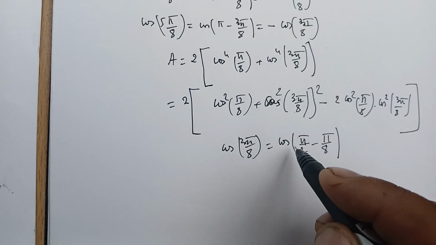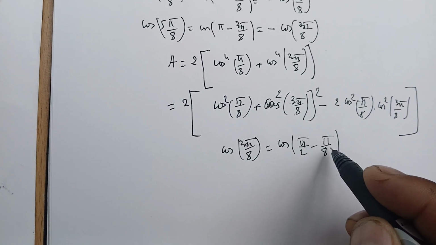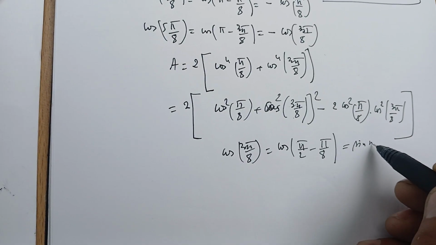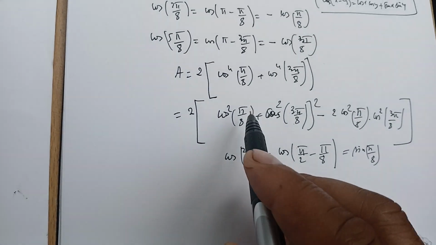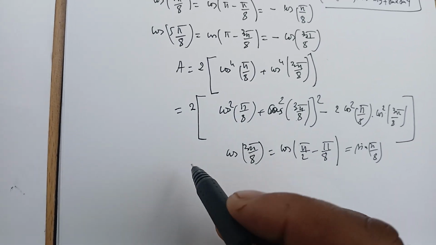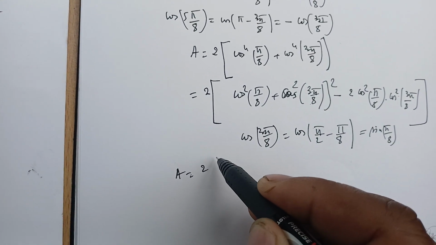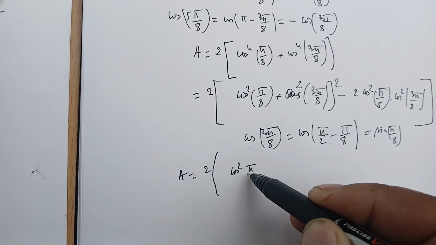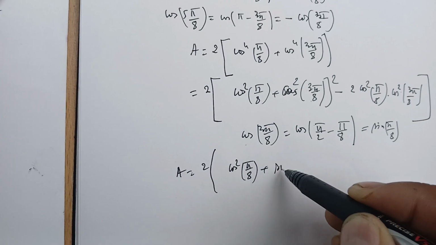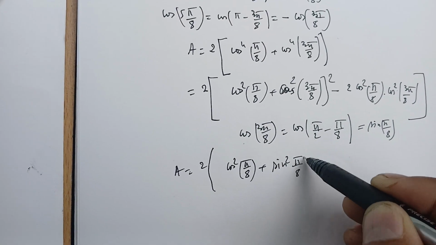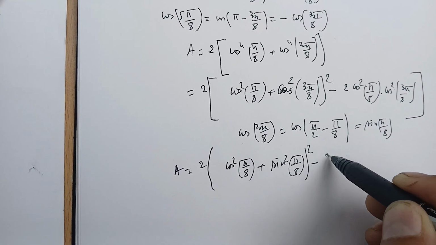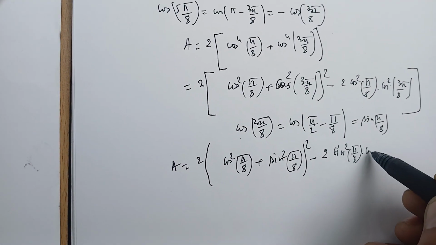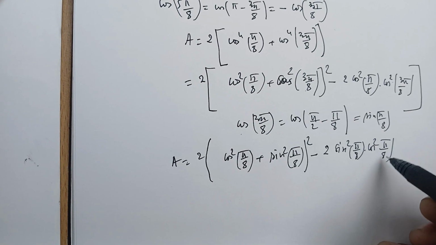Now what's this cosine of pi over 2 minus pi over 8? It's just the sine of pi over 8. Okay, so therefore here and here we're going to have a equal to 2. Let's keep 2 in the front. So the cosine squared of pi over 8 plus sine squared of pi over 8, squared, minus 2 sine squared of pi over 8 times cosine squared of pi over 8.